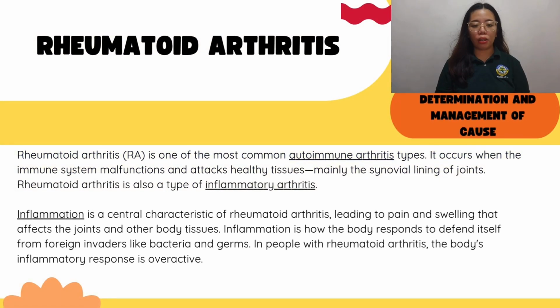For determination and management of rheumatoid arthritis cause, rheumatoid arthritis is one of the most common autoimmune arthritis types. It occurs when the immune system malfunctions and attacks healthy tissues. It is also a type of inflammatory arthritis. Inflammation is a central characteristic of rheumatoid arthritis, leading to pain and swelling that affects the joints and other body tissues. Inflammation is how the body responds to defend itself from foreign invaders like bacteria and germs. In people with rheumatoid arthritis, the body's inflammatory response is overactive.